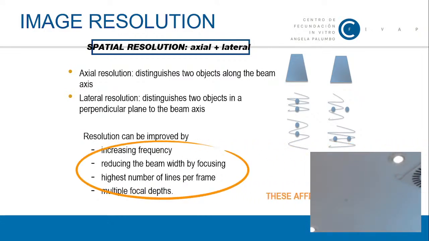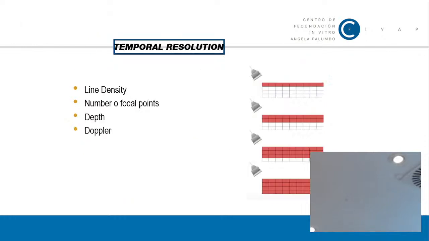On the other hand, we have the temporal resolution, that is the frame rate. It is very important when we are looking at moving structures like the heart or vessels, and the human eye needs the image to be updated at least 25 times per second. And there are many things that are going to affect temporal resolution, like line density, the number of focal points, as we said, the depth, and the Doppler. The Doppler is going to reduce the frame rate by half, so it's very important to adjust all the parameters to have the highest frame rate before using Doppler.